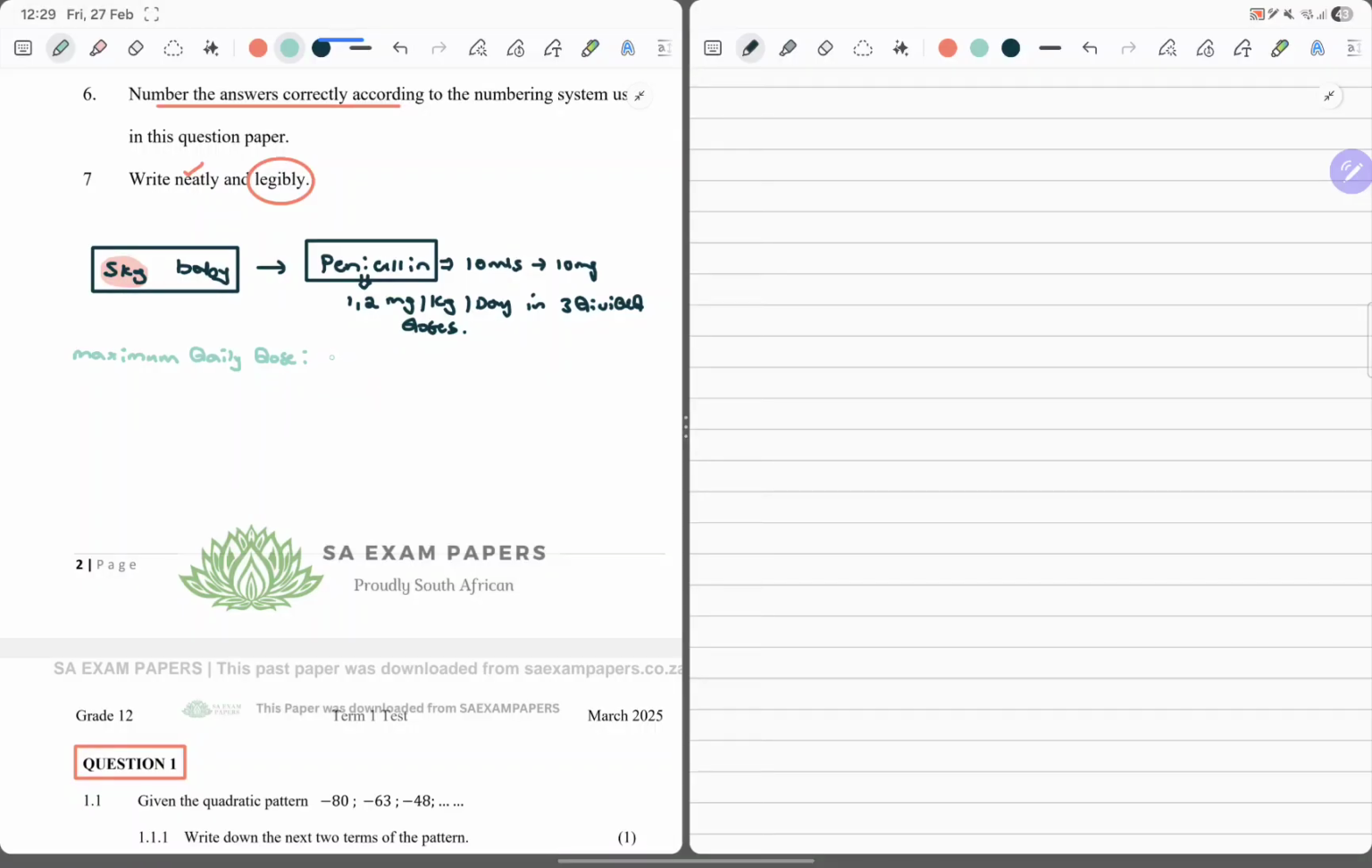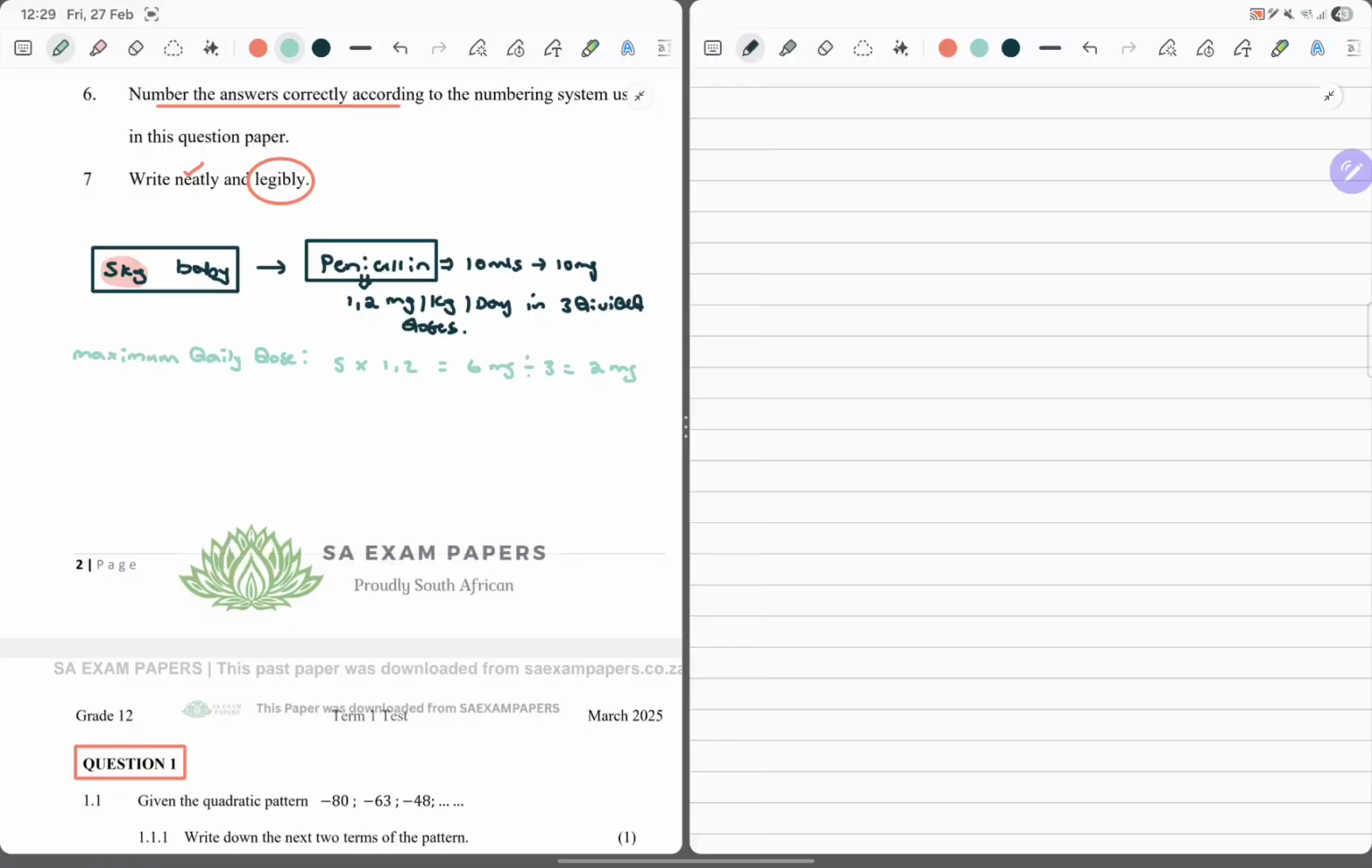The maximum daily dose is going to be 5 kilograms multiplied by the recommended dosing per day. So this is 5 times 1,2. I know 5 times 1 is 5, 5 times 0,2 is 1. So 5 plus 1, that's 6 milligrams, right? But now in divided doses, this is going to be 6 divided by 3, which is going to give us 2 milligrams. So these are equal injections of 2 milligrams 3 times a day.